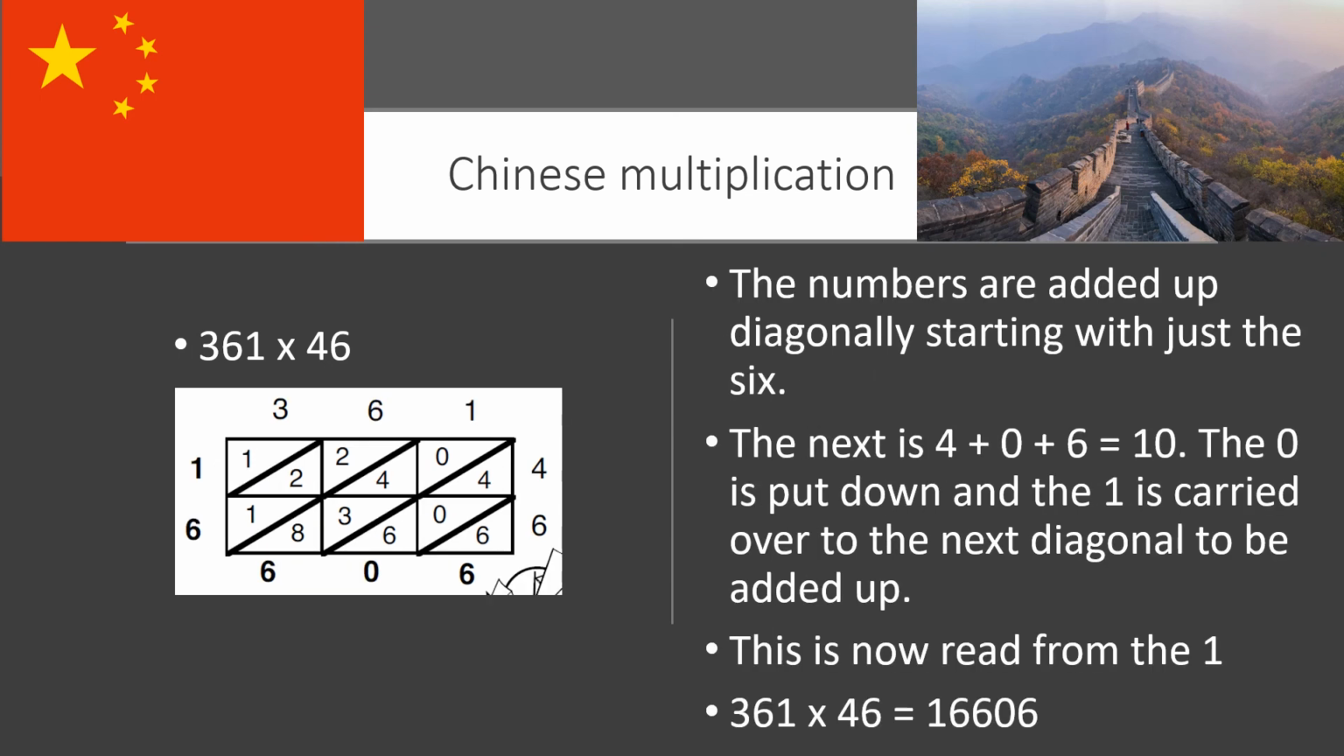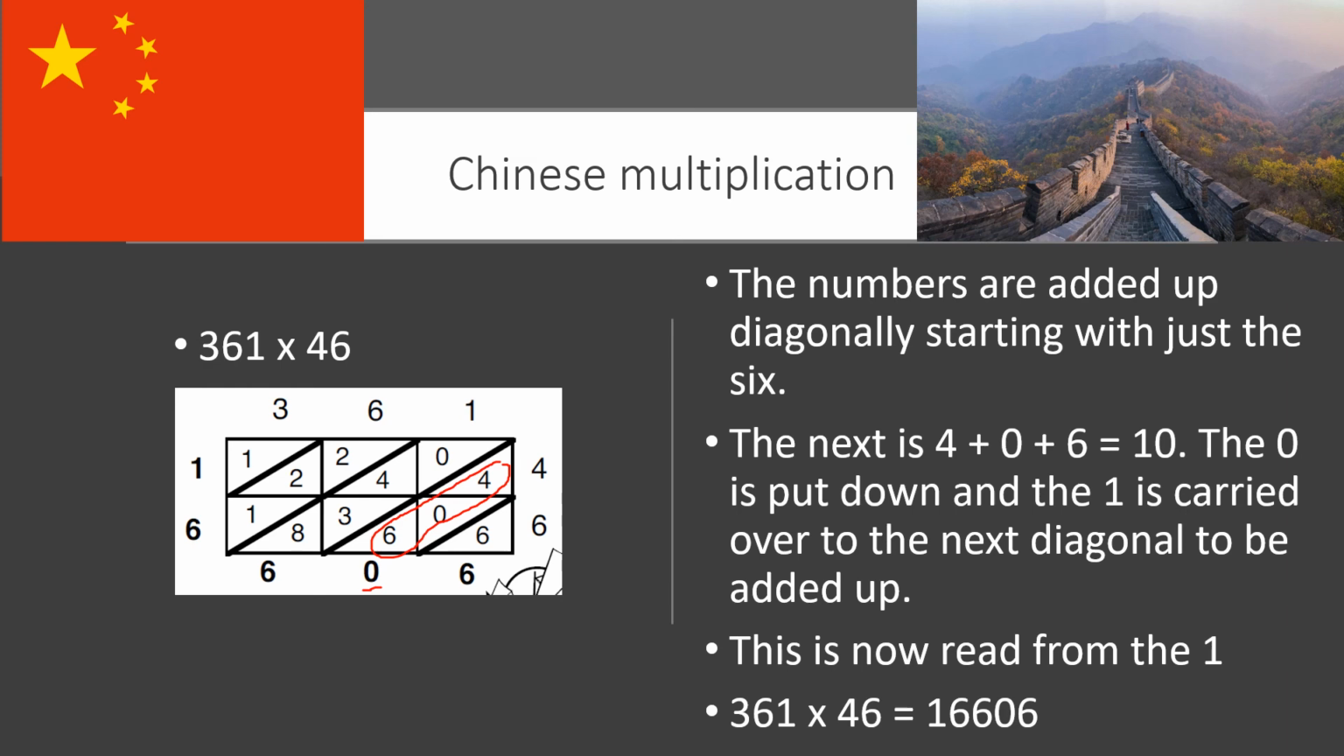Once you've worked out all of those multiplications, we want to add up the numbers but diagonally. So we're going to start off in the bottom right hand corner, like when you do adding, you start from the units column. So in this diagonal here, I've just got 6. Now in the next diagonal, I've got a 4 plus a 0 plus the 6. So I'm going to add those together. So 6 plus 0 plus 4 is equal to 10. So I put the 0 here and I carry the 1 over.